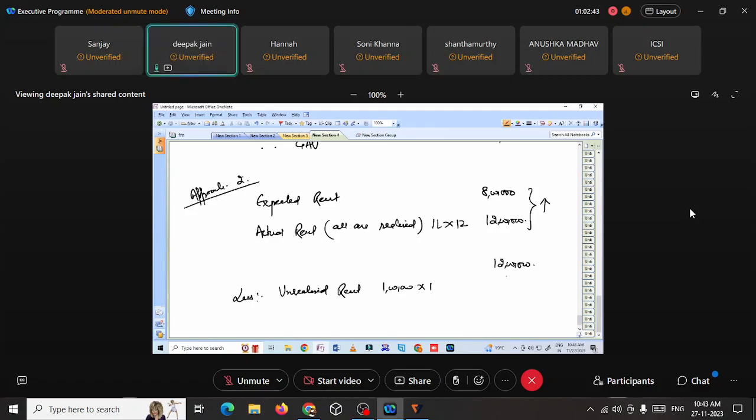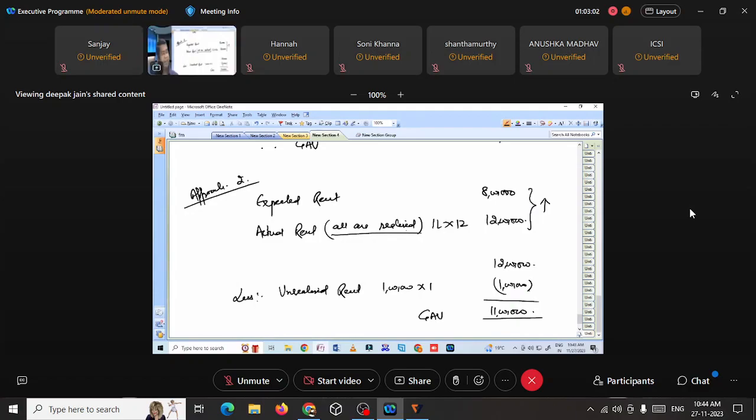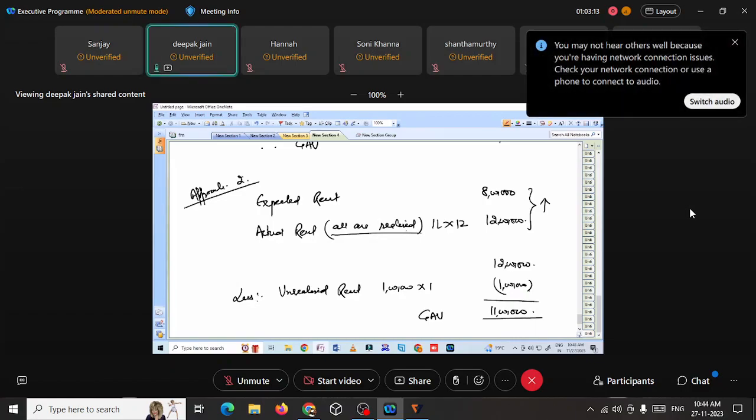In approach number 2, first you have to assume that there is no unrealized rent at all. All are realized. You have to hypothetically assume this. Take 8 or 12, whichever is higher, then reduce unrealized rent. The answer may be the same under both approaches, or may not. In exam, you can follow either of these two approaches.